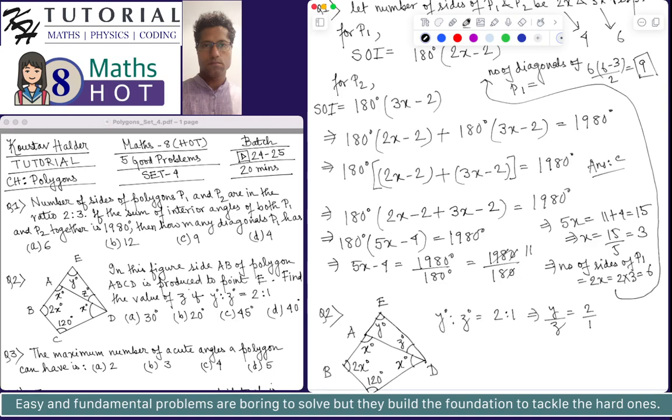So this was a very short video. I was seeing the video and I thought, how come the sum of the interior angles of P1 and P2 was not used? Something was wrong. Then I looked at the solution and I saw that I made a serious mistake.